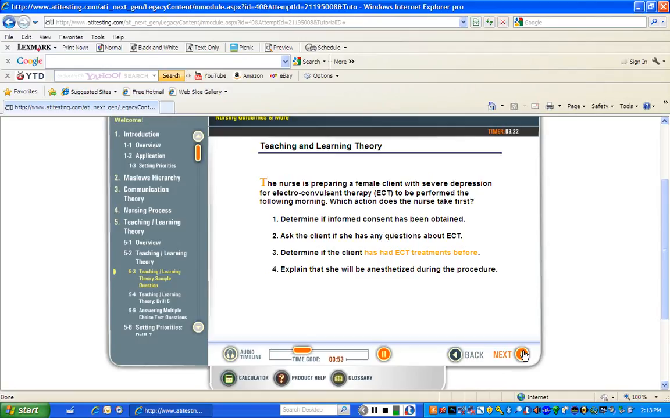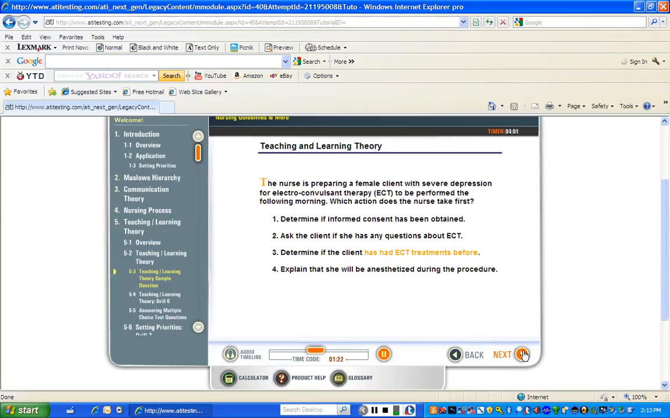Let's look at option 1. Determine if informed consent has been obtained. We know that ECT treatments are usually administered under anesthesia and are considered a procedure for which informed consent is required. But can informed consent be obtained before the client is fully informed? Remember also that the obtaining of the consent is the responsibility of the healthcare provider who will be performing the procedure. The NCLEX exam is about nursing, so always focus first on the client's nursing needs.